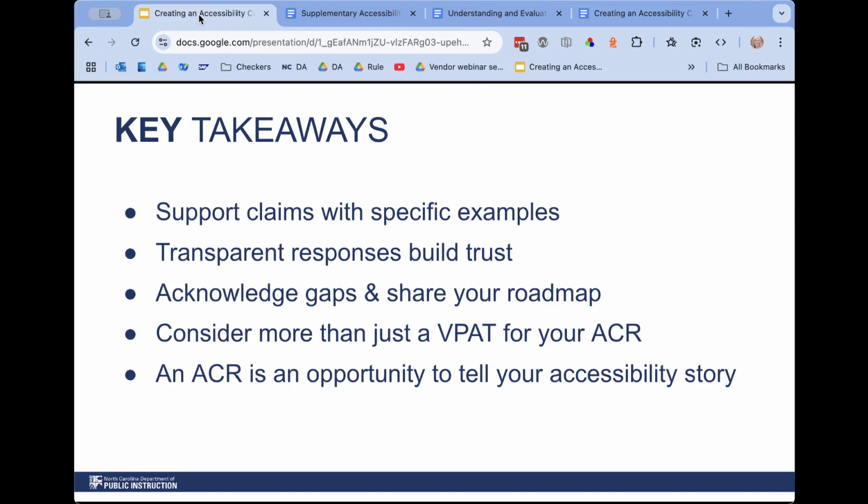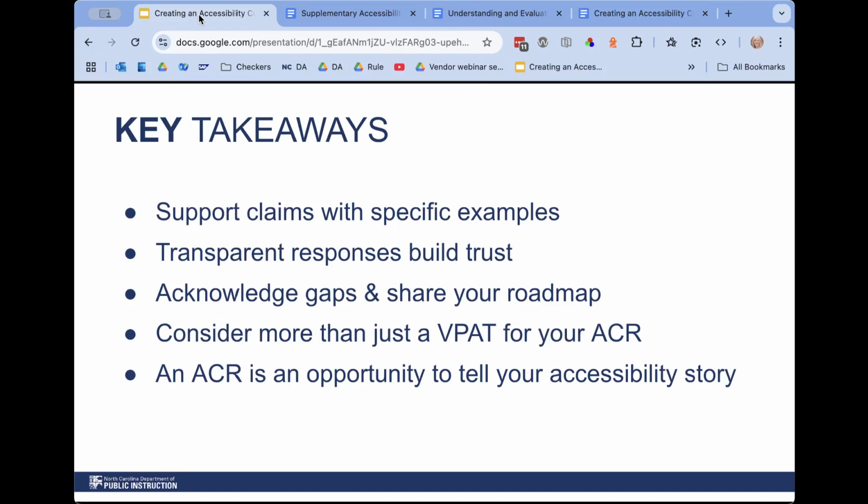Acknowledge your gaps. Share your roadmap as much as possible. Be transparent and consider more than just the VPAT. If possible, use something like that supplemental question document to tell a greater story, not just about compliance, but about your commitment and your culture.